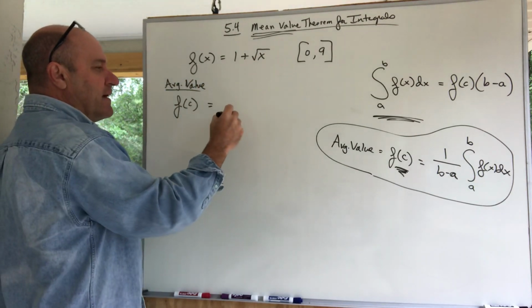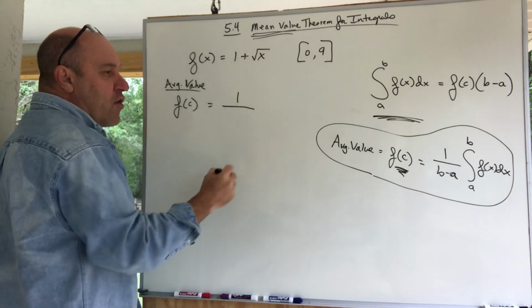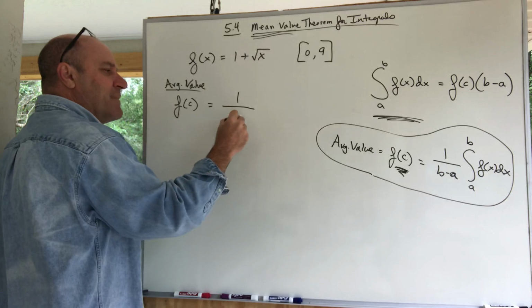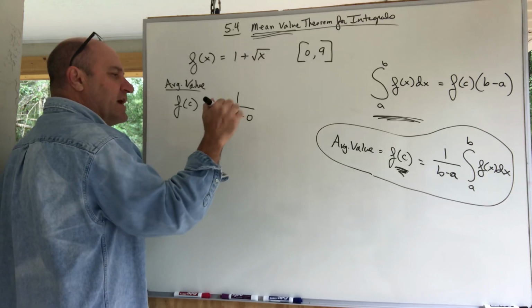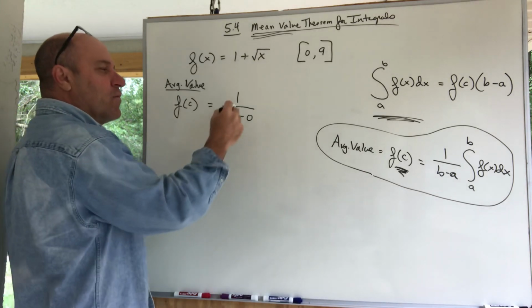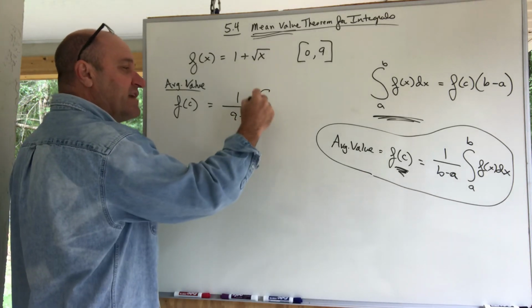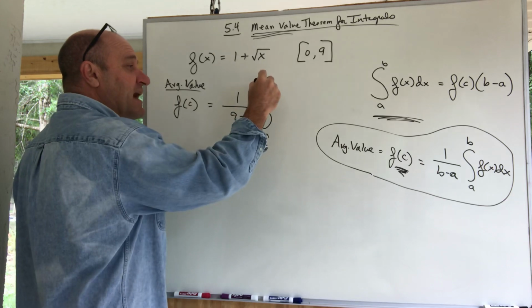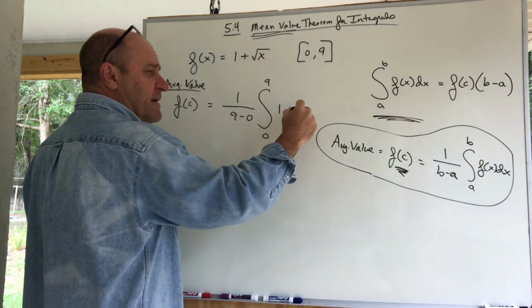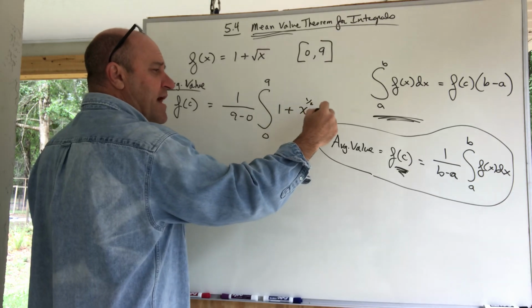In front here, I would do 1 over b minus a, so 1 over 9 minus 0. Of course, that's a 1/9, times the integral from 0 to 9 of this function, 1 plus the square root of x. If you don't mind, I'm going to write that as x to the 1/2.